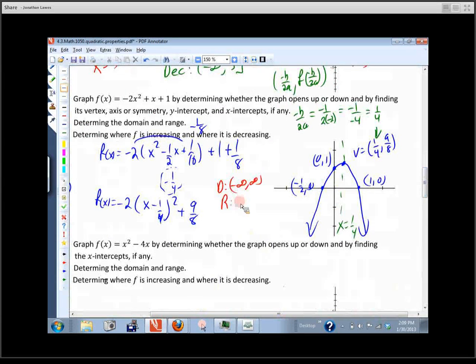Where does the range start? Starts at negative infinity. Again, we always go from smallest to greatest in interval notation. How high does it get? 9/8. Didn't do anything near this complicated in 1010, did we? Okay. And where is it increasing and where is it decreasing?